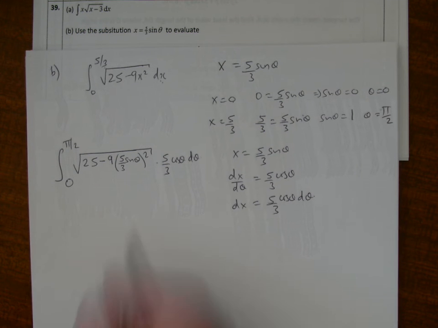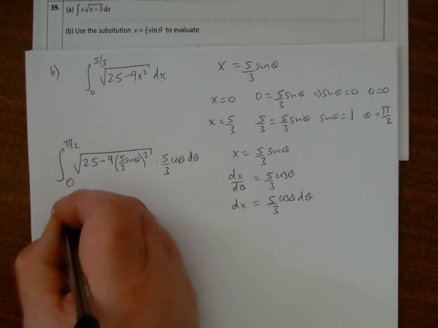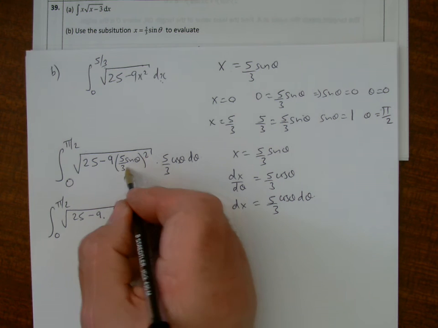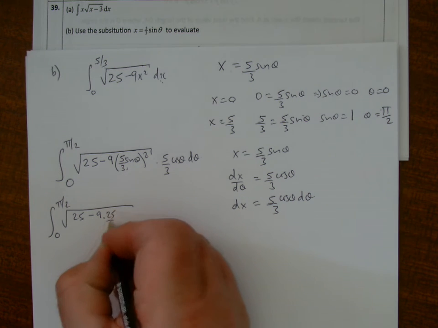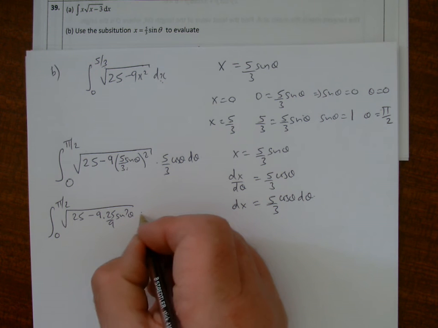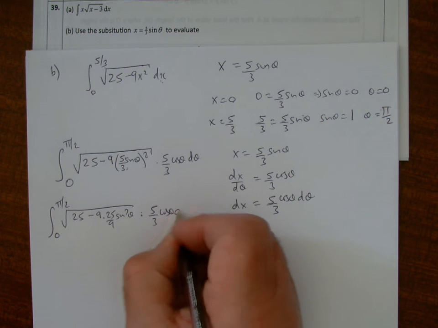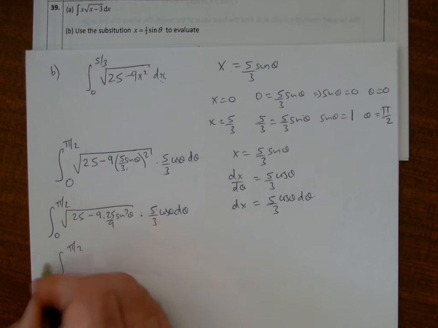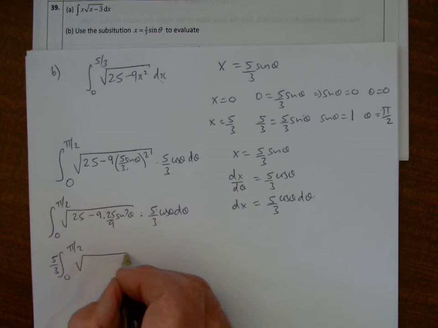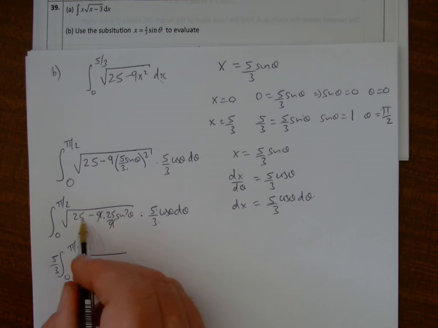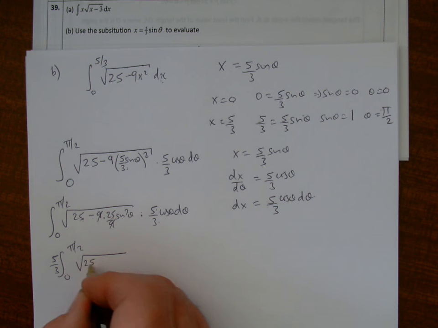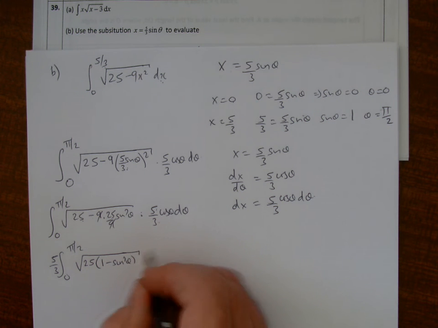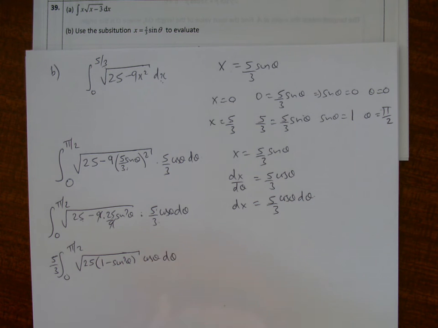So a bit of algebra to do now, tidying this up. The square root is 25 minus 9 times, if I square this, 25 over 9 sine squared theta, times 5/3 cos theta d theta. This 5/3 can come outside. The 9s cancel off, so 25 minus 25 sine squared, and if I factorise that, that's 25 bracket 1 minus sine squared theta, cos theta d theta.